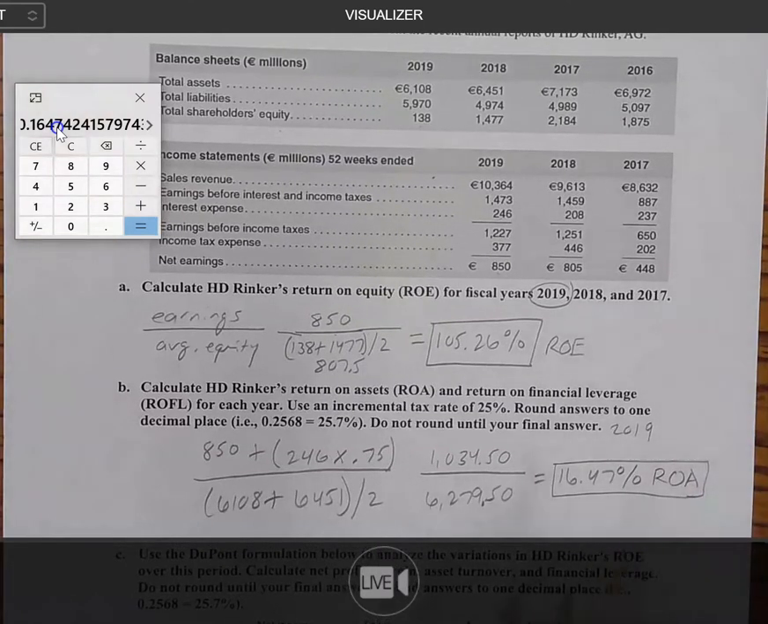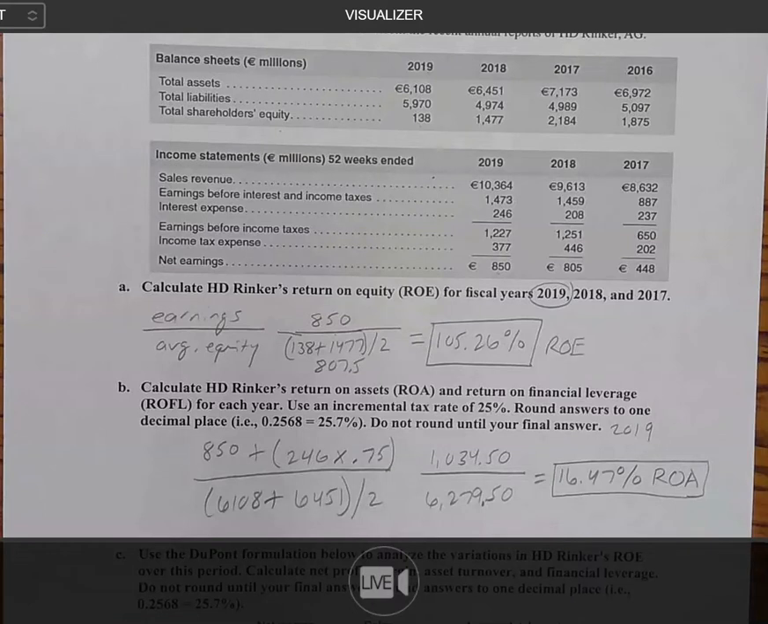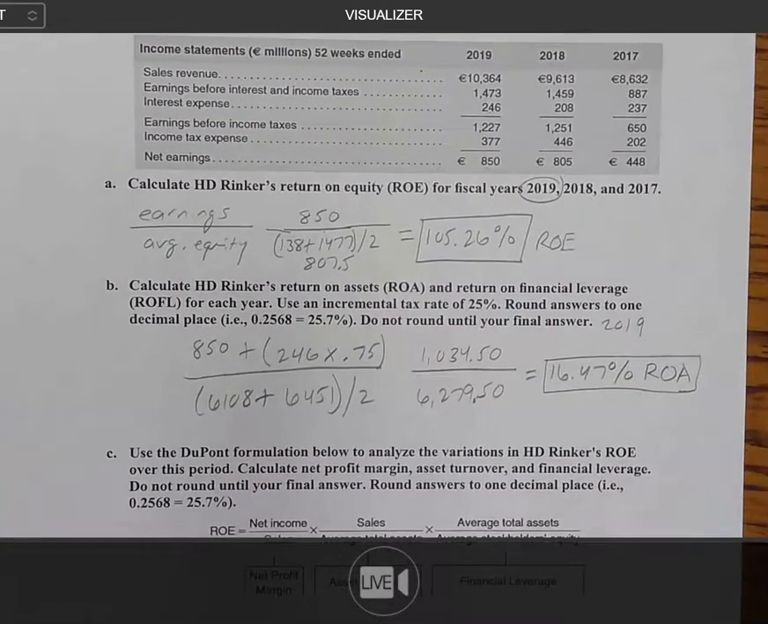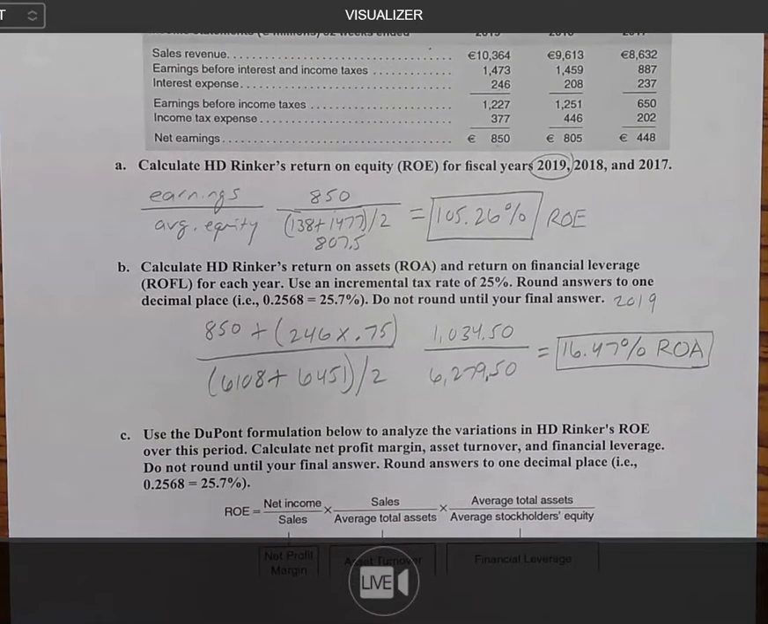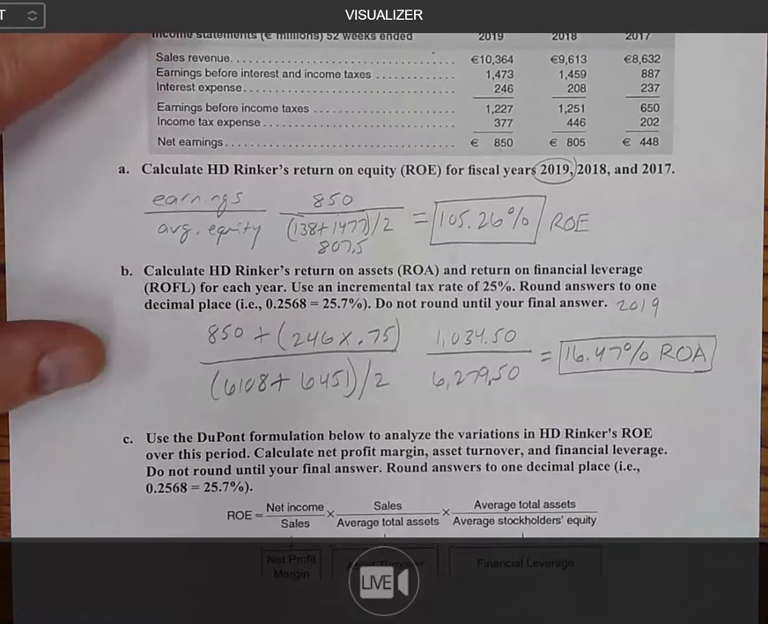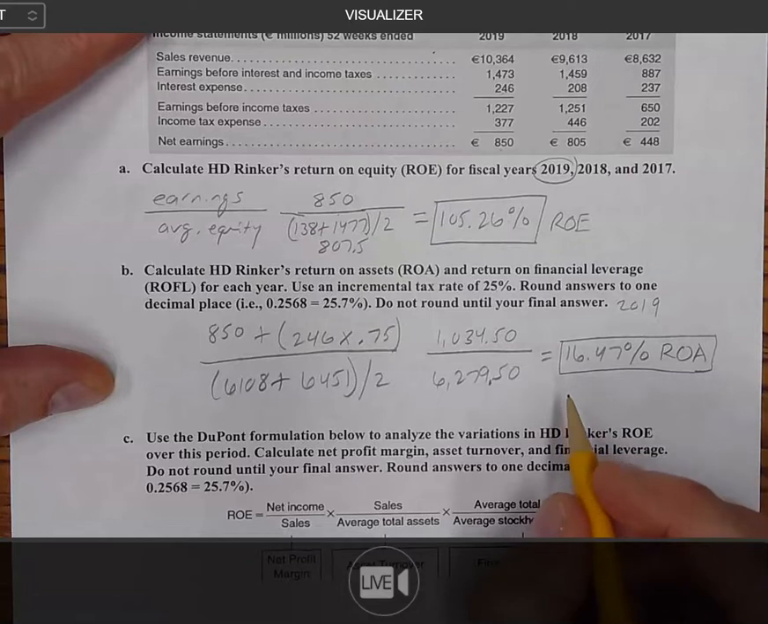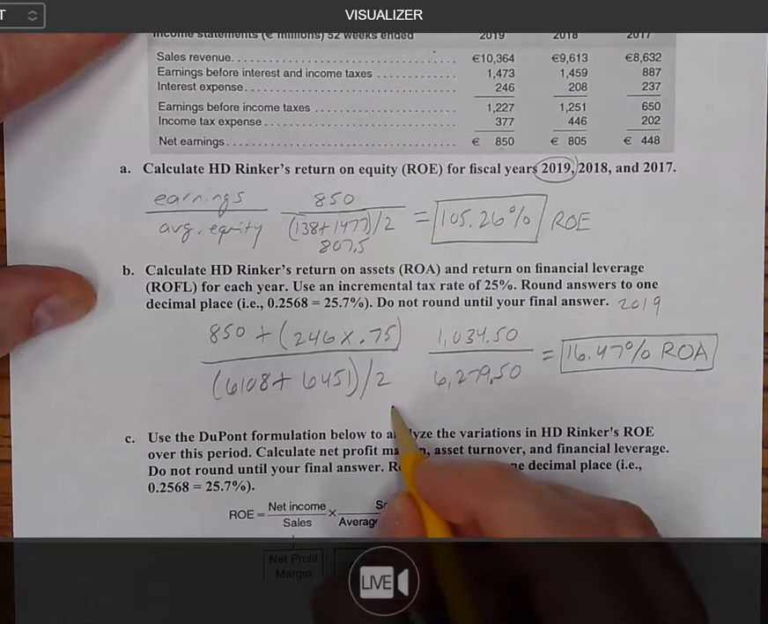Now they also want us to calculate here in B return on financial leverage. So we need to be a little bit careful here, because this is not exactly the same thing as calculating financial leverage. The formula for ROFL is very, very similar, and I'm going to show it to you only because it's part of this question, and if you have this question in a homework assignment, you're going to need to do that. Otherwise, I wouldn't bother with it.